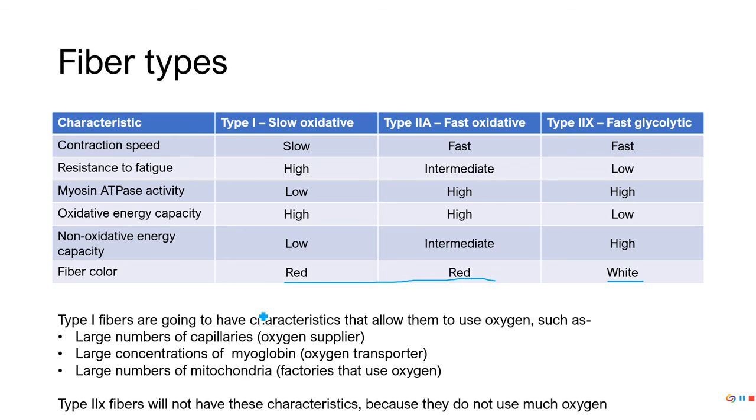Now, type 1 fibers are going to have characteristics that let them use oxygen. They're fatigue resistant, they're aerobic. So they have lots of capillaries, lots of myoglobin, lots of mitochondria. Conversely, type 2X don't have large numbers of any of these things because they're not going to use the oxygen. If you're not going to use the oxygen, you don't need the mitochondria, you don't need the capillaries, you don't need the myoglobin.